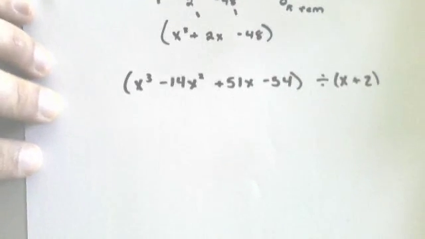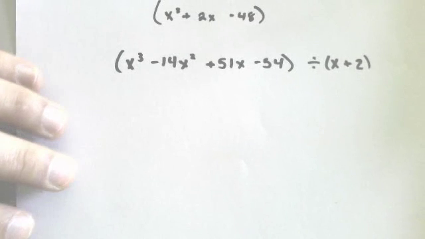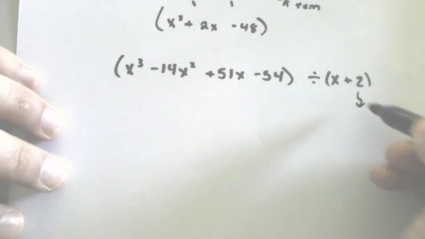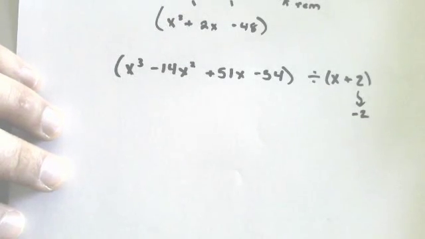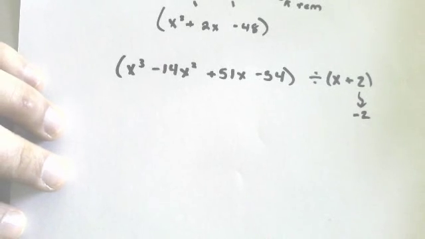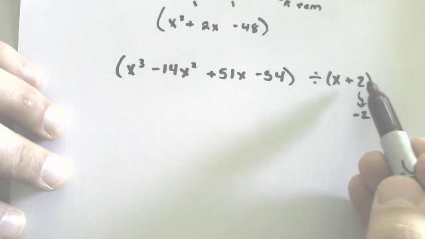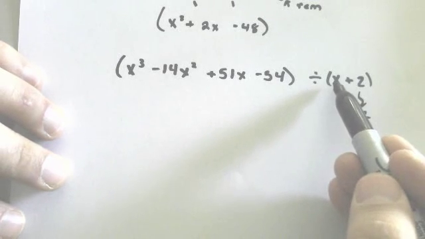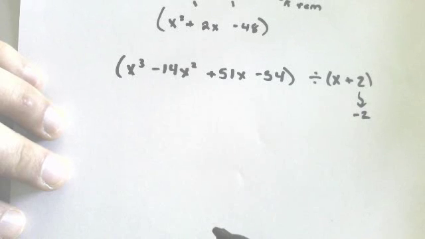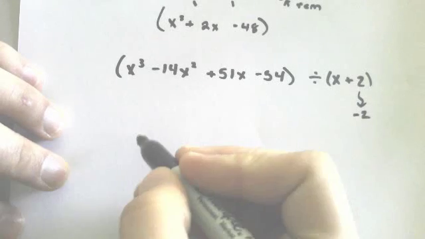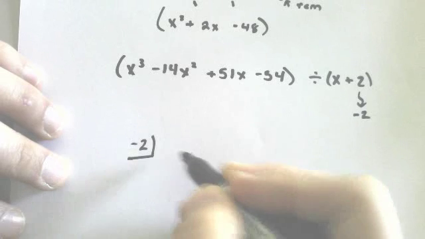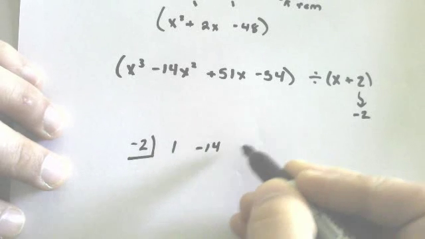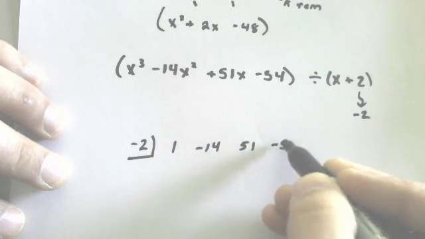So let's try that again. This time I'm dividing by x plus 2, so my root must be negative 2. By the way, one of the tricks to synthetic division is that in order to use synthetic division, we've got to be dividing by a binomial where my leading coefficient is a 1. So I have negative 2 in the box, 1, negative 14, 51, and negative 54.